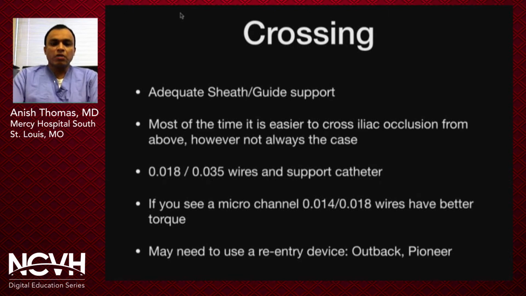Traditionally, for crossing iliac occlusions, I've often used in the past 035 wires to start with. However, recently I've tried to use 018 wires initially and then escalate to an 035 strategy. However, if I see a microchannel, an 014 or an 018 wire works better, given that you have better torque control. If you cannot cross, sometimes you may have to use a reentry device like an Outback or a Pioneer.